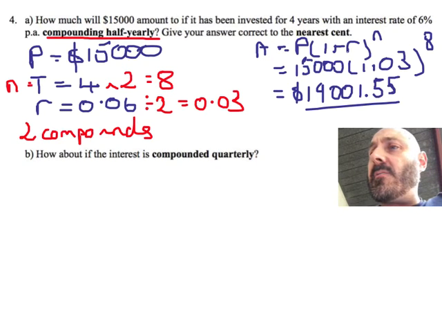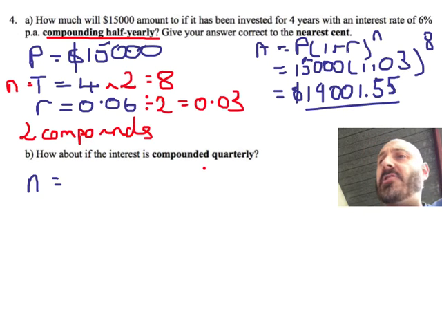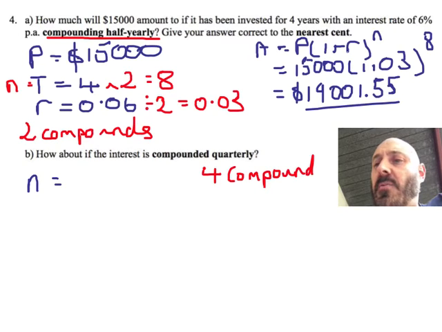$19,001.55. And just check, that's the nearest cent, so that's right. I forgot to mention how many compound periods, so that is going to be 4 compounds.